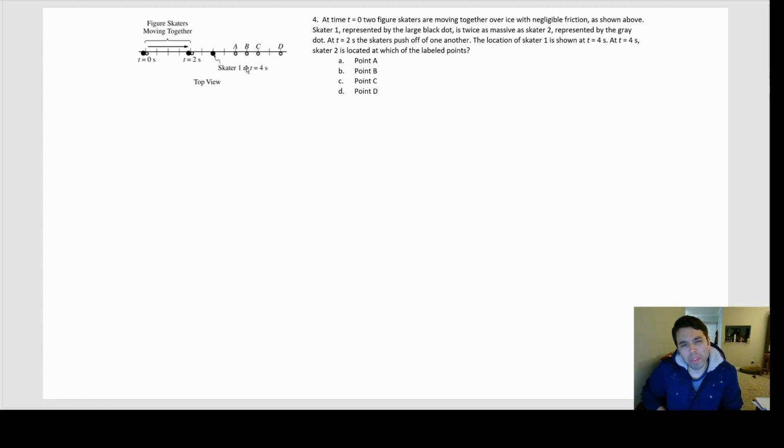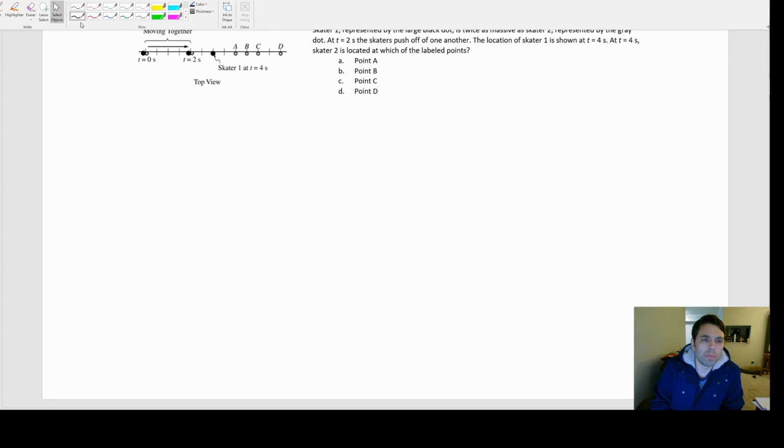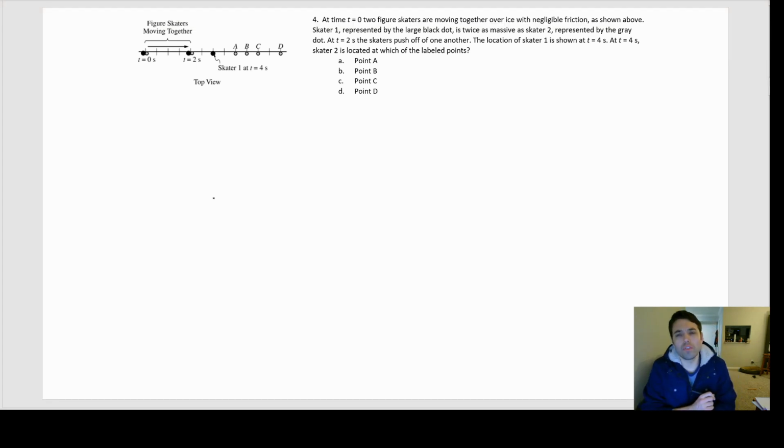Number 4. This is probably the most missed question, or one of the most missed questions on the exam. So let's take a look here. At time t equals 0, we have 2 figure skaters moving together over ice with negligible friction, as shown above. Skater 1, represented by the large black dot, is twice as massive as skater 2, represented by the gray dot. At t equals 2, the skaters push off of one another. The location of skater 1 is shown at t equals 4 seconds. At t equals 4 seconds, skater 2 is located at which of the labeled positions?